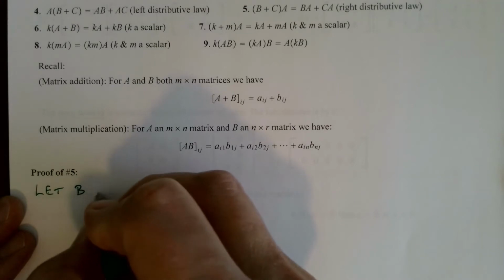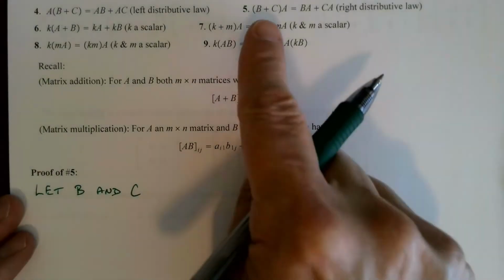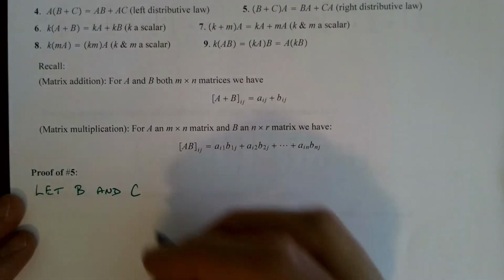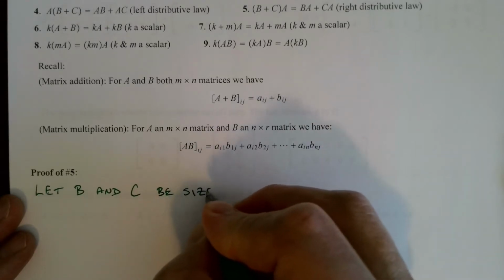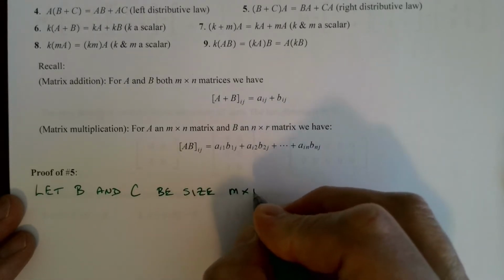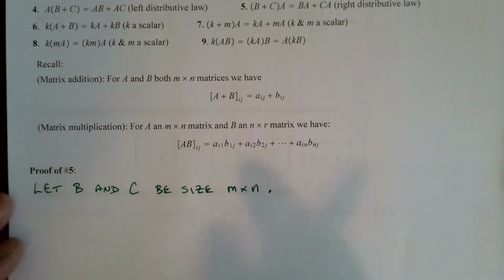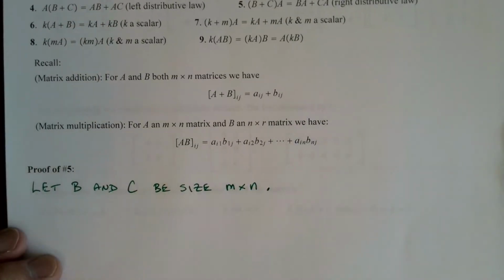I'm going to let B and C be a certain size. Since I know I've got to add them together, they both have to be the same size. So I'm going to let them both be size m by n. Okay? So that's arbitrary. You don't want to make it n by n. You don't want to force them to be square. Just arbitrary. And you can use other letters other than m and n, but this is what we want to do.